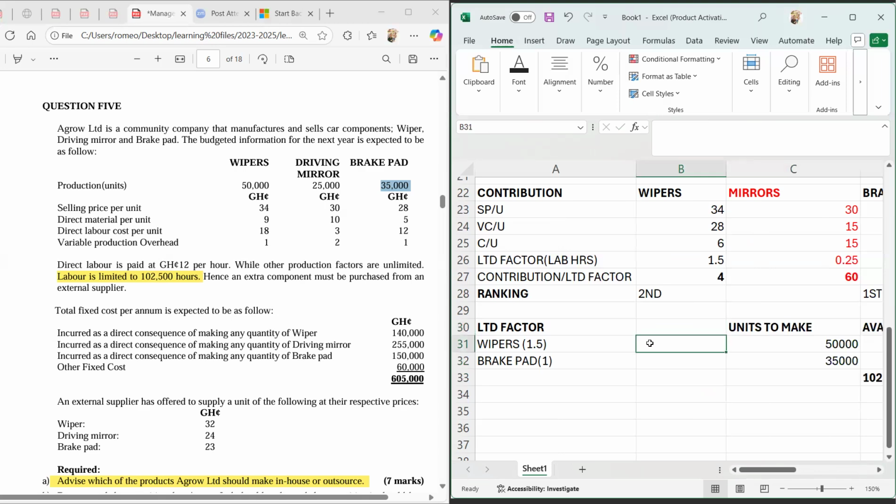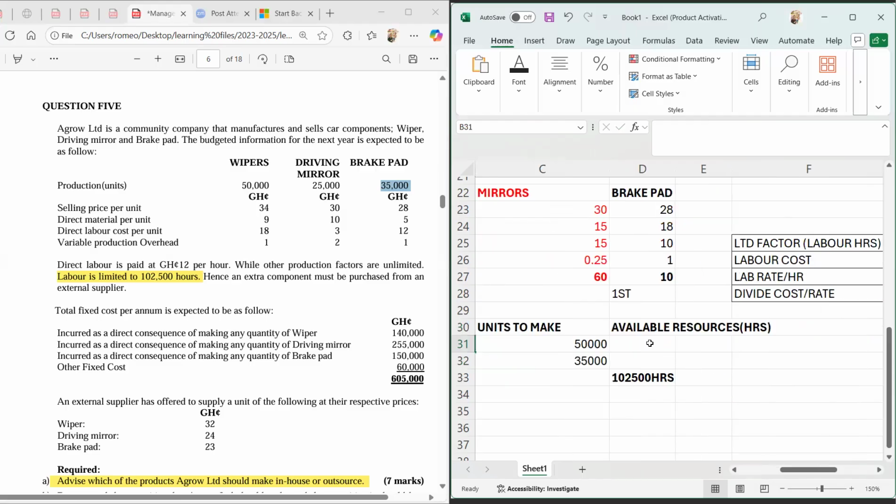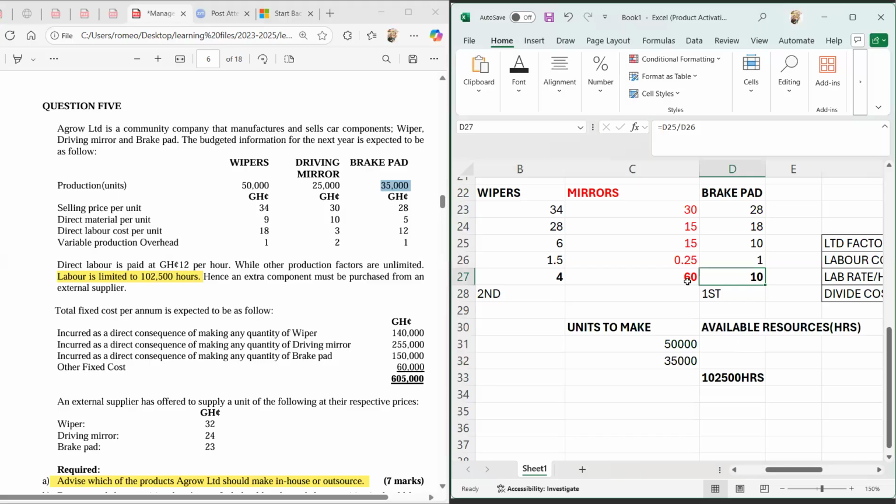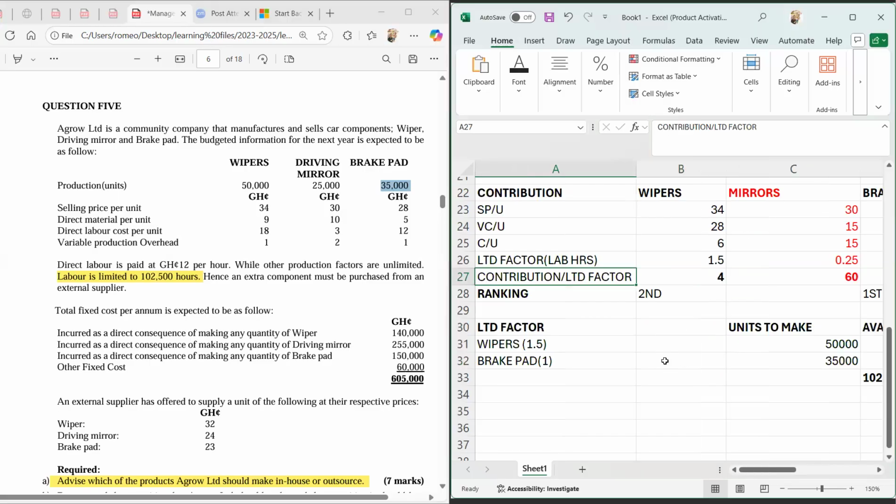So here we have what? The contribution per this thing is how much? We have 10 for brake pad, and we have 4 for wipers. Which one was first? This one was first, right? And this one was second. I just want you to follow. So I'm just putting everything in.